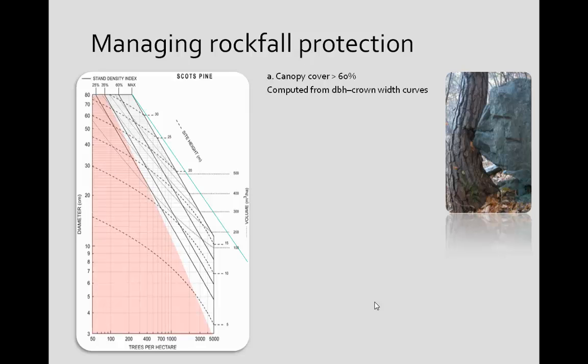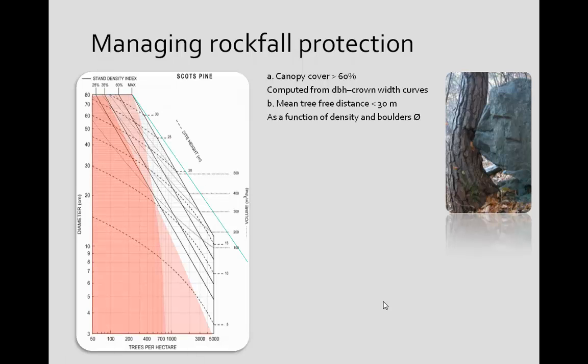One of the things that's been suggested is that canopy cover needs to be greater than 60%, and we can compute that from diameter crown width curves and plot that on the diagram. So that's the pink area. So we need to be above that pink area to meet this criterion of canopy cover greater than 60%.